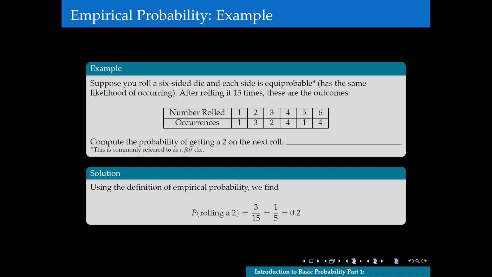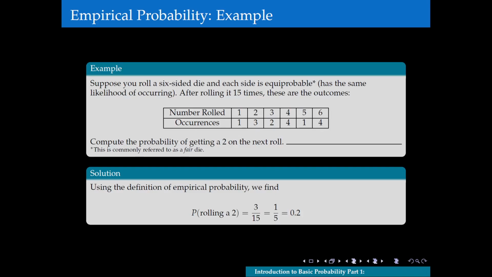Commonly, you also hear equiprobable in reference to a die or a coin as being called fair. So a 6-sided die or a 10-sided die that has equiprobable outcomes on rolling is called a fair die. A coin that has equiprobable outcomes for either side is called a fair coin.